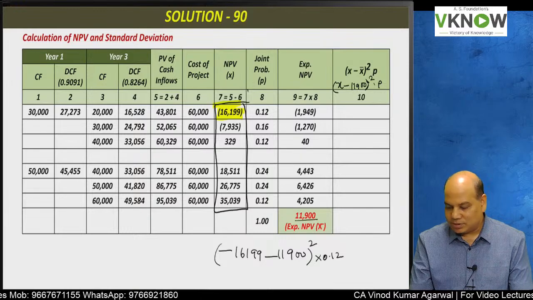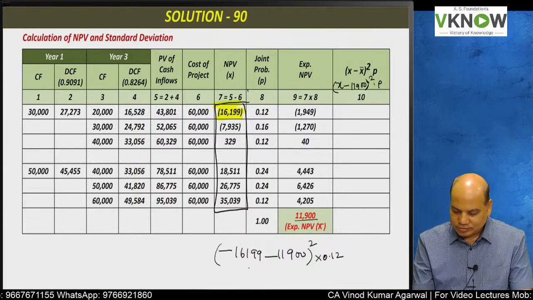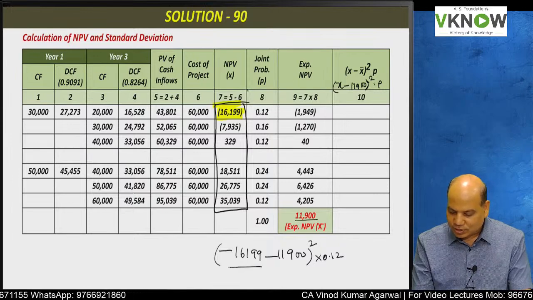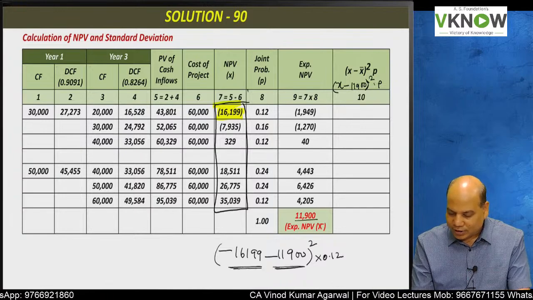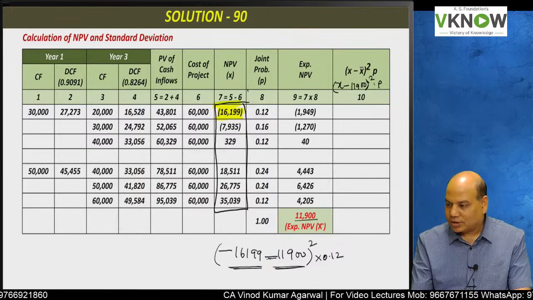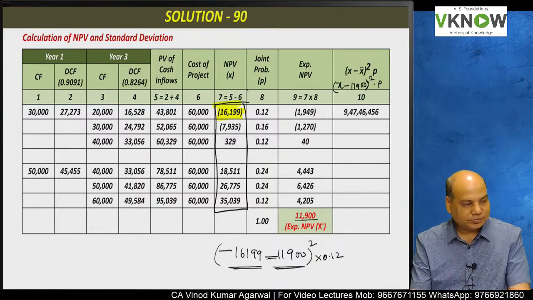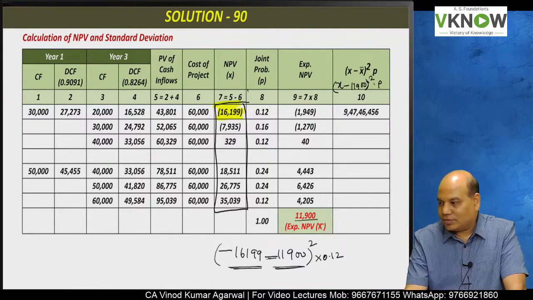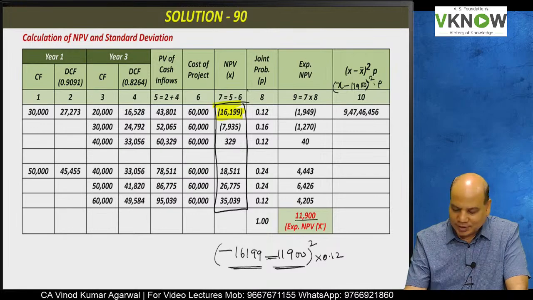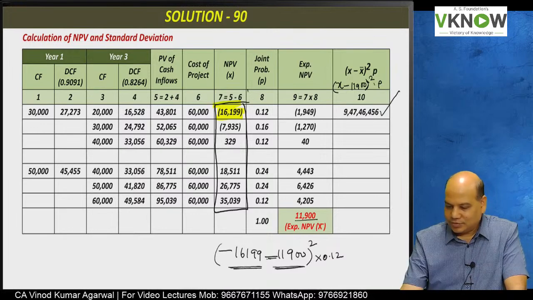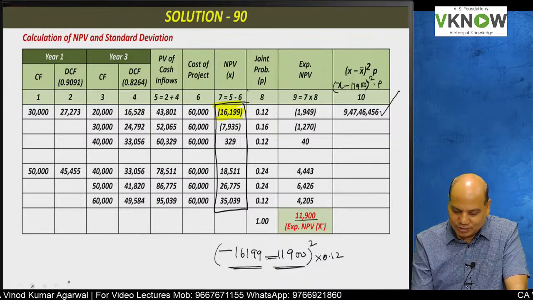Who is saying 6744? This is minus 16199. This is minus 11,900. So first you add these two numbers. Both are minus. Then take square. Then into 0.12. You will get a number like this: 94746,456. Are you getting that big number? Anybody for this number? Yes, very good. Now try the next one.